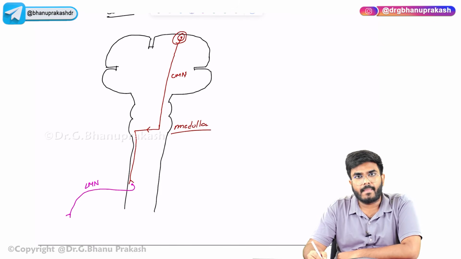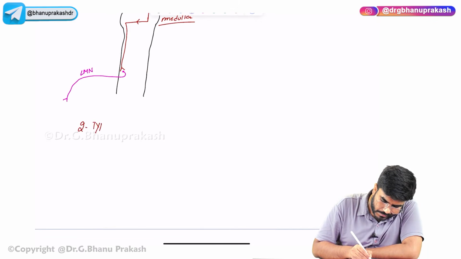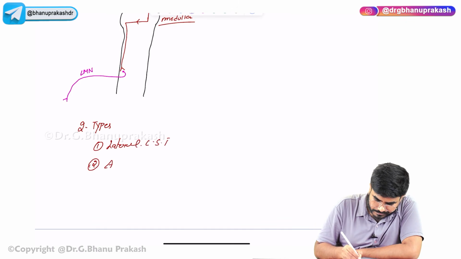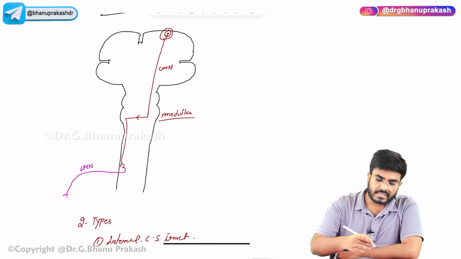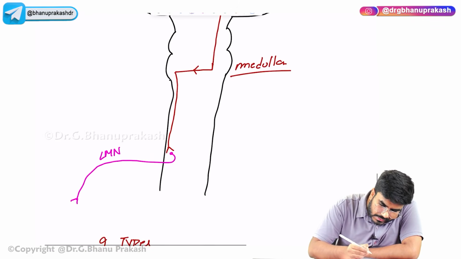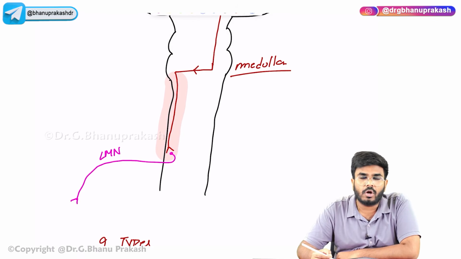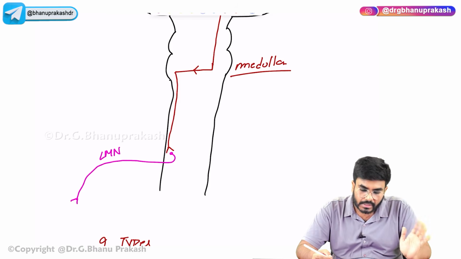These corticospinal tracts, there are actually two types. What are the two types of corticospinal tracts? One is the lateral corticospinal tract and the second one is the anterior corticospinal tract. Now carefully look here, these upper motor neurons are crossing, and now see in the spinal cord, where are they traveling? They are traveling in the lateral part of the spinal cord, or I should say the lateral column of the spinal cord.